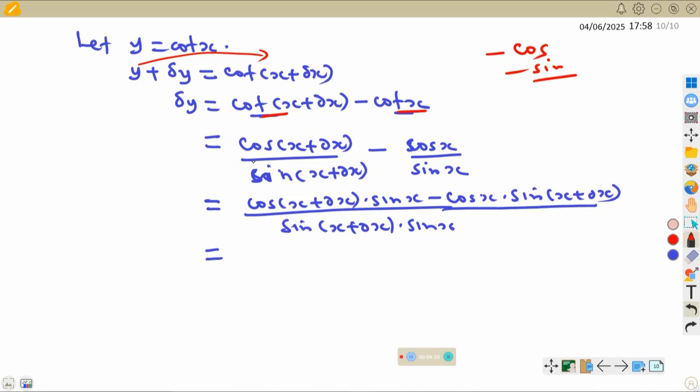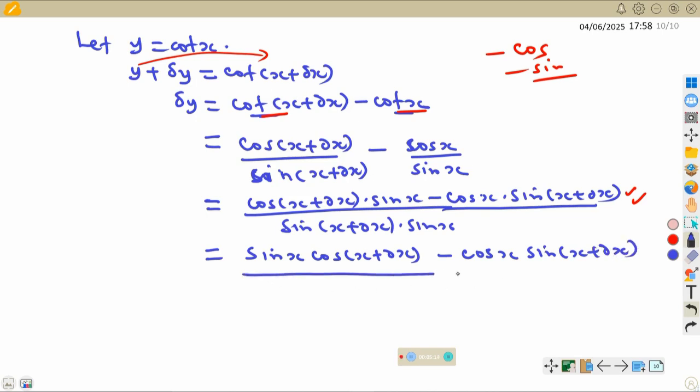So cot of x plus delta x is the same as cos of x plus delta x upon sine of x plus delta x. Then minus cot, which is cos upon sine. So get the LCM, and after getting the LCM, you'll be able to remain with this expression. From here, we can rearrange this to have sine of x cos of x plus delta x, then minus cos of x sine of x plus delta x. The whole of this is upon sine of x plus delta x, then times sine of x.